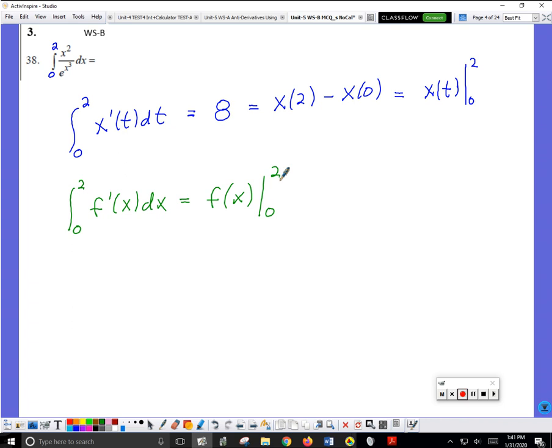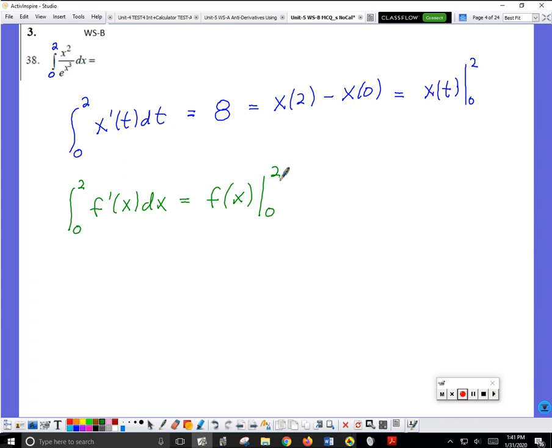Someone raise your hand and tell me, how in English words are f and f prime related? Just say f prime is the blank of f. f prime is the derivative of f. Perfect. Now say f is the blank of f prime. f is the antiderivative of f prime. Anybody have a question?